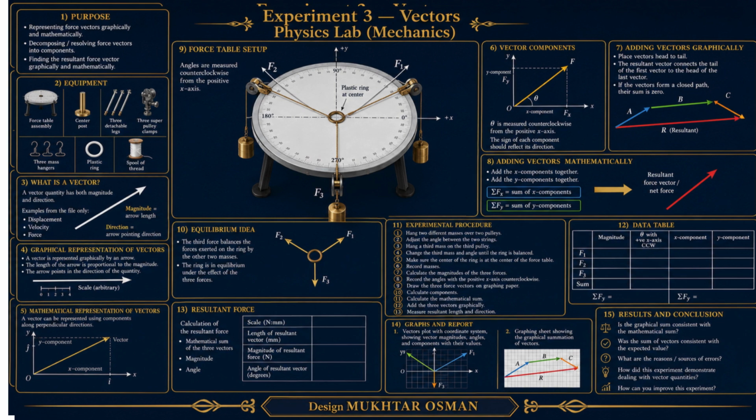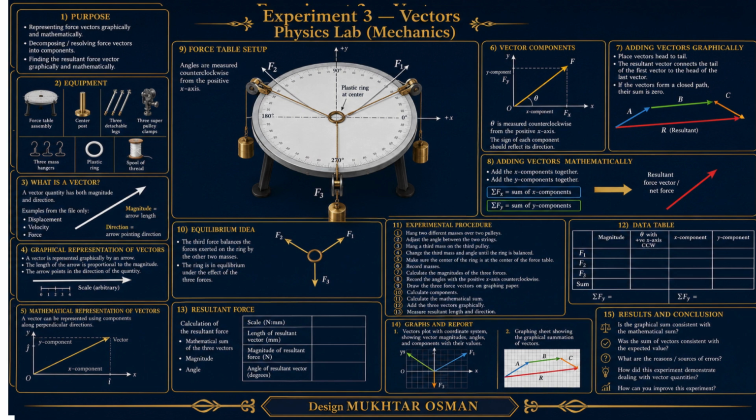The main equilibrium idea is that the third force balances the forces produced by the other two masses, so the ring remains centered and the system is in equilibrium under the action of 3 forces. The experimental procedure begins by hanging 2 different masses over 2 pulleys, adjusting the angle between the 2 strings, then hanging a third mass on the third pulley and changing its mass and angle until the ring is balanced at the center of the force table.